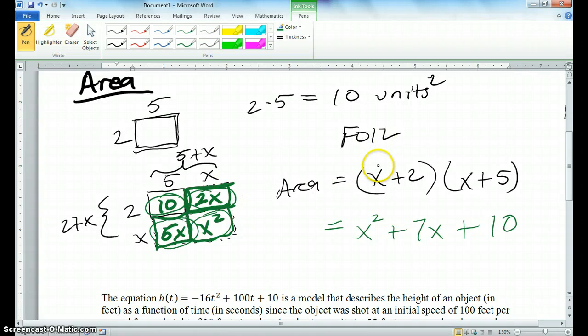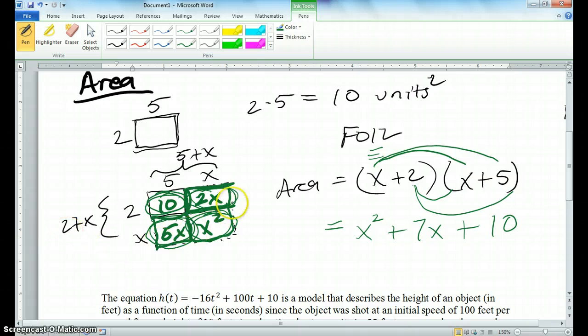A lot of people think about this as foiling. They think the first times the first, in other words x times x, gives me x squared. Then they say everything in this parentheses multiplies by everything in this parentheses, like a distributive property. X times 5 is 5x, which happens to be this little segment here. 2 times x stands for inner, and 2 times x is 2x, which gives me this piece here. Finally, the last term in this parenthesis and the last term in this parenthesis is 2 times 5, which gives me 10. Then I combine all those pieces and I get x squared plus 7x plus 10.